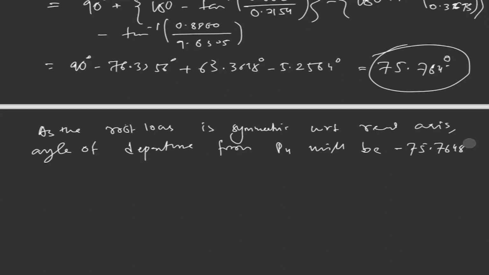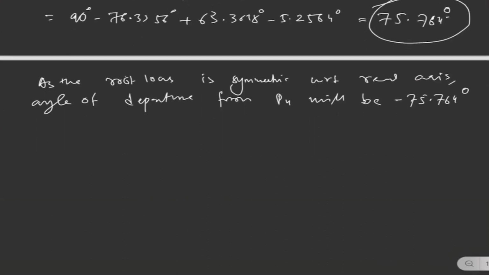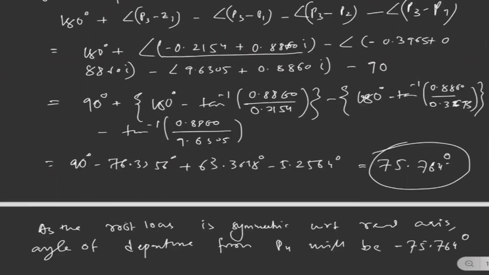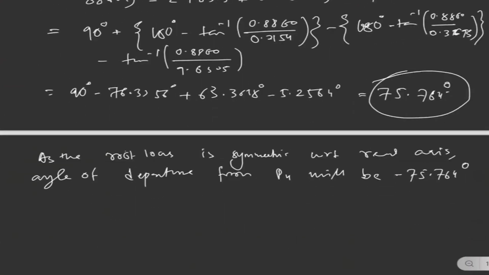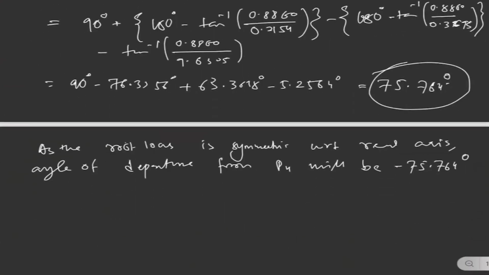Okay, 3 digits, 7. So now we have to find another term, intersection with the imaginary axis. So angle of departure we have found, and intersection with imaginary axis.